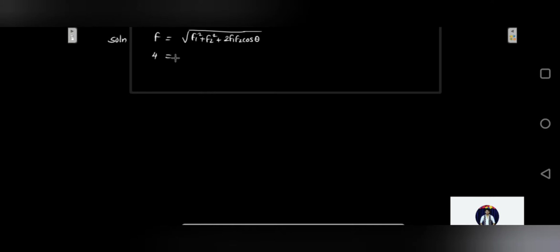So F is given to us as root of F1 square plus F2 square plus 2 F1 F2 cos theta. Now F, the resultant force, is given to us as 4, root of F1 is given as 2, so 2 square, F2 is 3, so 3 square plus 2 into 2 into 3 cos theta. So what I will do is square on both sides.